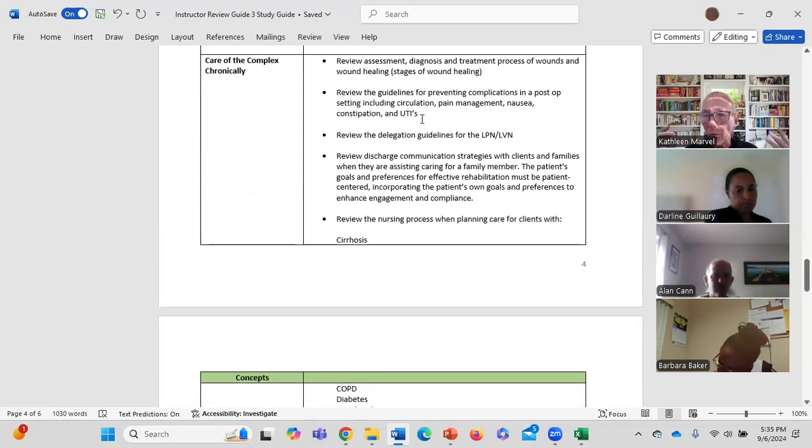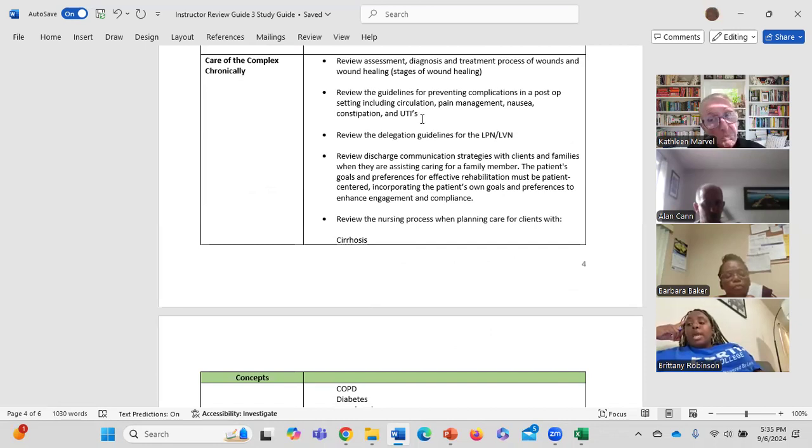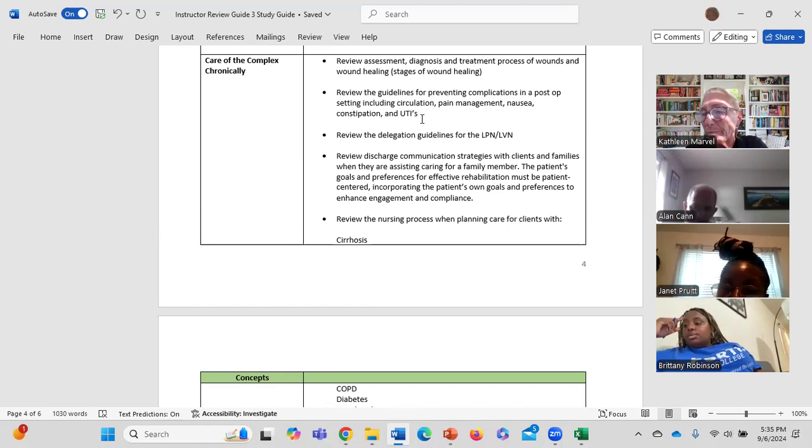Delegation, we talked about that. If you were delegating as an LPN, what kind of client would you not delegate to a UAP? One that just came from surgery or has had surgery in the last 24 hours. One that needs to be assessed to see how things are going. One who's not stable. And one who doesn't know that work, like if they don't know how to do it, you wouldn't assign it to them.